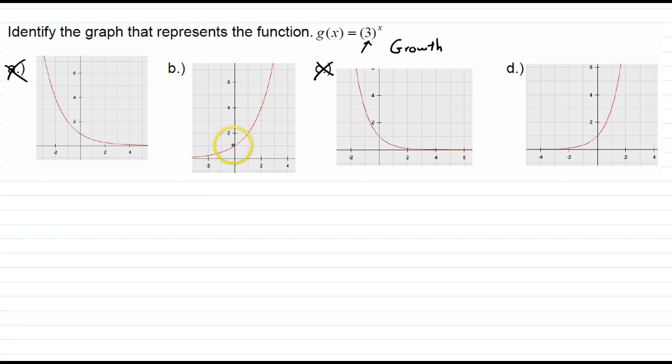Here, when my input is 0, 3 to the 0 power is equal to 1, and both graphs show that. So now let's plug in 1 to our function. 3 to the 1 is 3, so when my input's 1, my output has to be 3. So you can see that that point's not on the graph, so it's not B. Let's just double check over here. When I input 1, my output has to be 3. So here the correct answer is D.